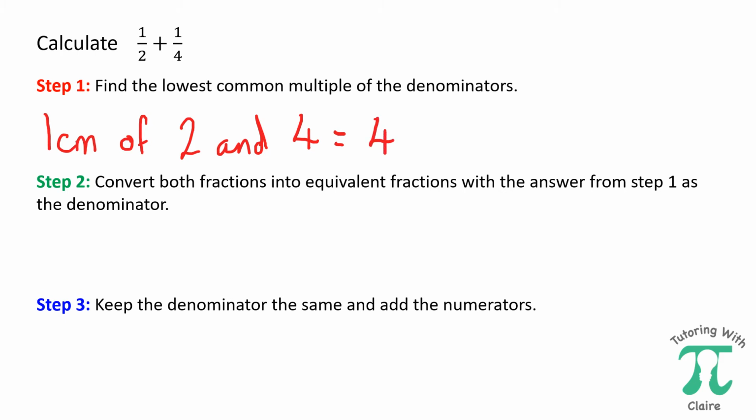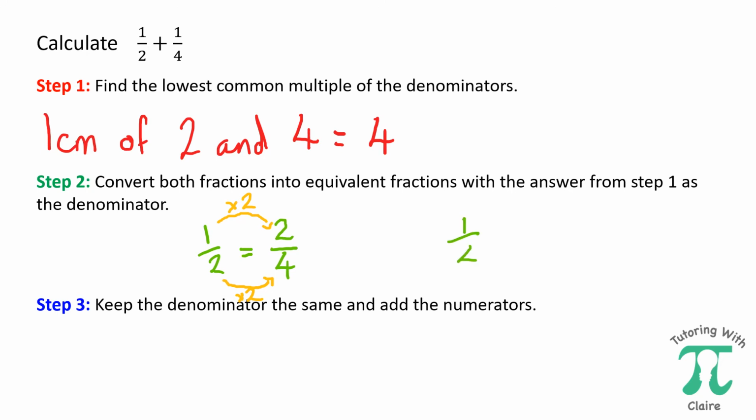Now we're going to convert both fractions into equivalent fractions with 4 as the denominator. So half with 4 as the denominator, to get from 2 to 4, we multiply by 2. So we're going to do the same to the numerator, so 1 multiplied by 2 is 2, so 1/2 equals 2/4.